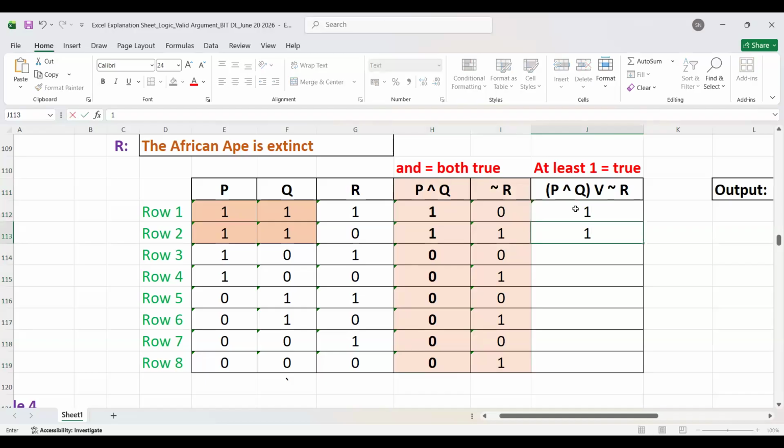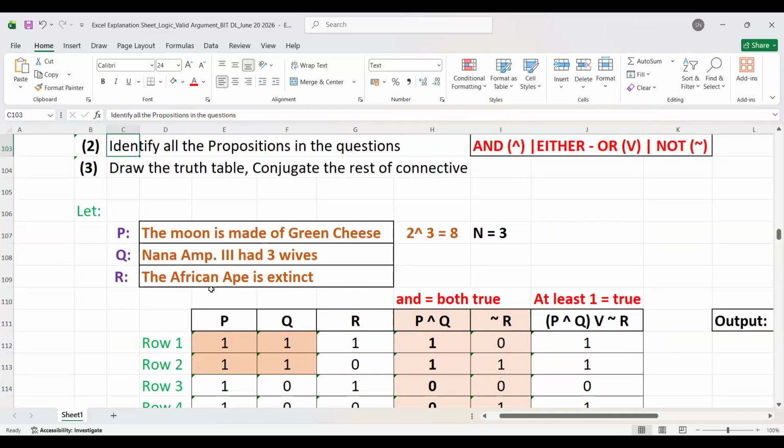1, 1. What will it give me? 1. Okay. Then 0, 0 gives 0. 0, 1 gives 1. 0, 0 gives 0. 1, 1 gives 1. 0, that will be 0. And that will be 1. Okay, so that is what this question is you are being asked to do.